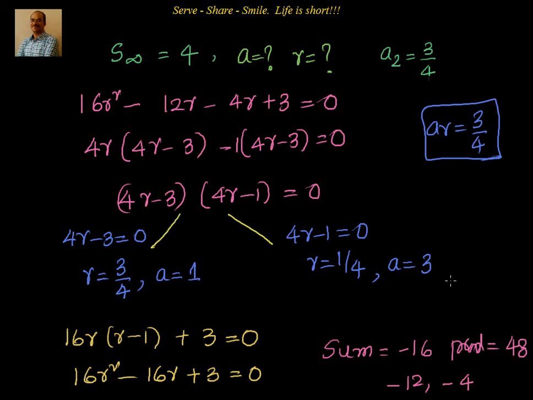So how have we done that? We know directly the formula S infinity equal to A by 1 minus R. And we also know the second term is A into R to the power of n minus 1, where n equal to 2, that is AR. A into R equal to 3 by 4. We also know that S infinity equal to A by 1 minus R. So we form a quadratic equation in terms of R and solve it. Once we get the R value, we can go back to AR equal to 3 by 4 and find the value of A. So we have two sets of values. One is A equal to 1, R equal to 3 by 4. The other one is A equal to 3 and R equal to 1 by 4.